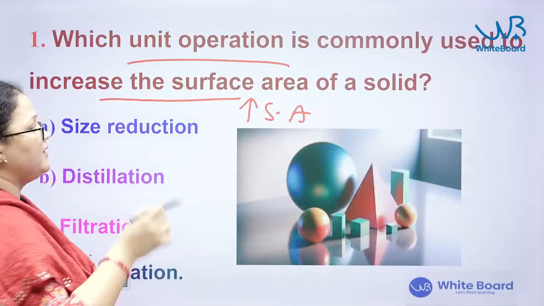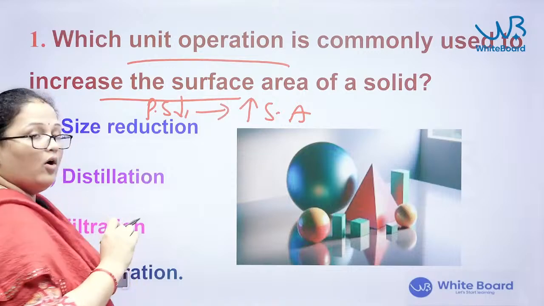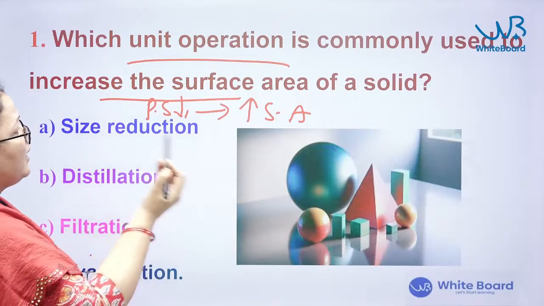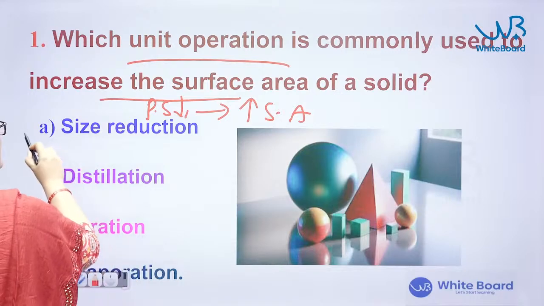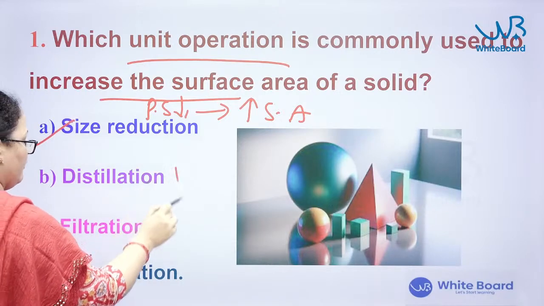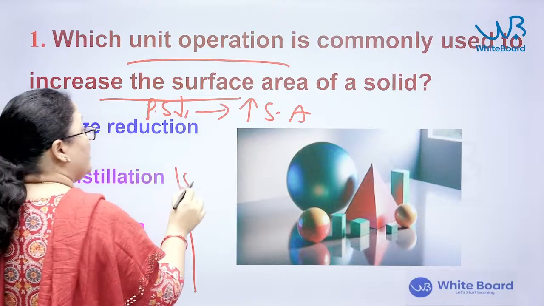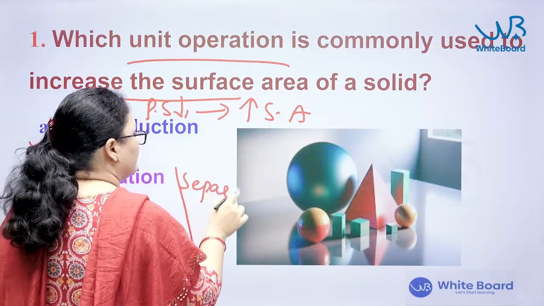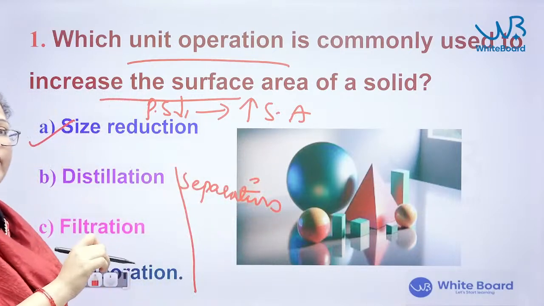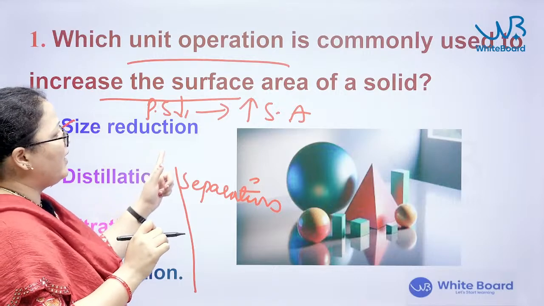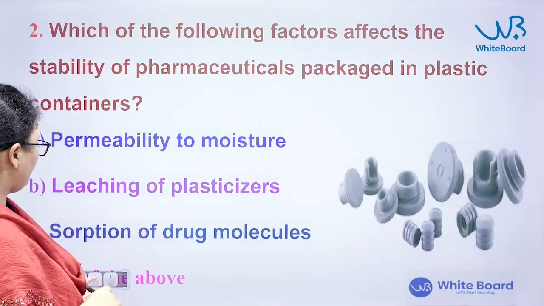To increase the surface area, first you have to reduce the particle size. Okay. So, if you reduce the particle size, then the surface area will increase. So, what is the correct answer in this? Size reduction. Distillation, filtration and evaporation, all these are separation techniques. Only the size reduction is a reduction technique. When you reduce the particle size, surface area will increase.